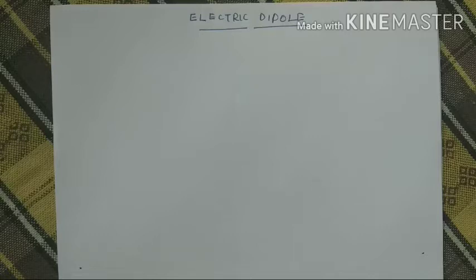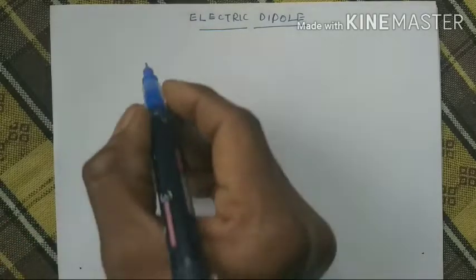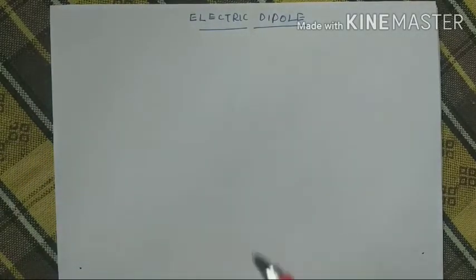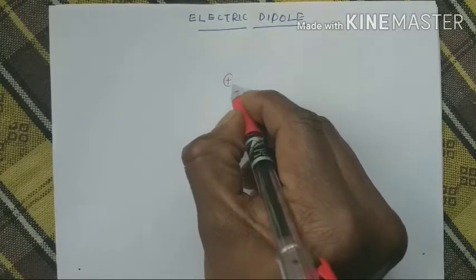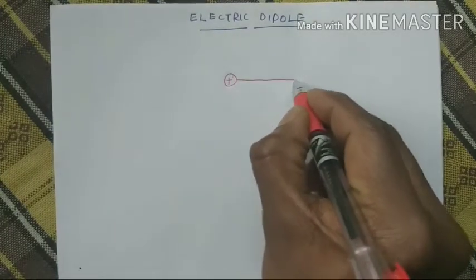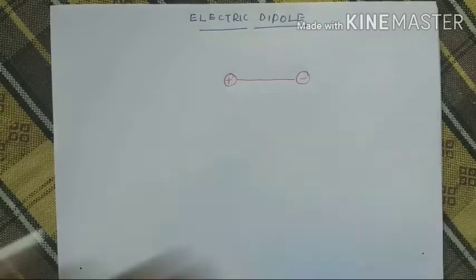Once again, welcome back to our new topic, electric dipole. The electric dipole topic is specially for a 5-mark or a 3-mark question in the board question paper. So we will see what an electric dipole is. An electric dipole is just an arrangement of one positive and one negative charge.